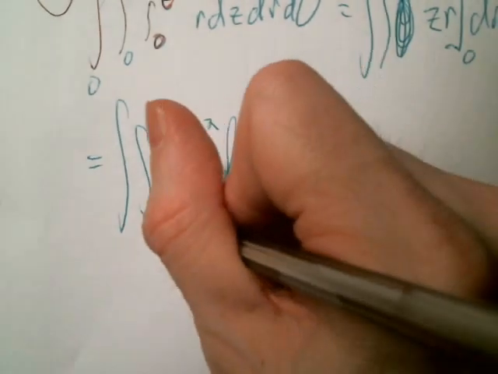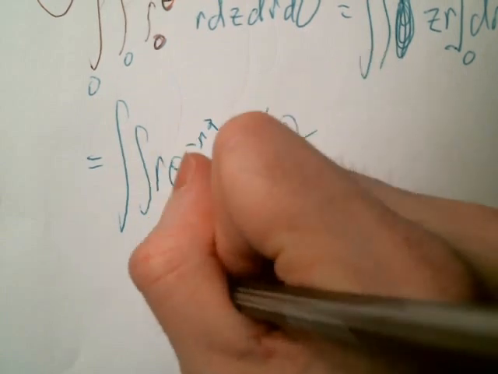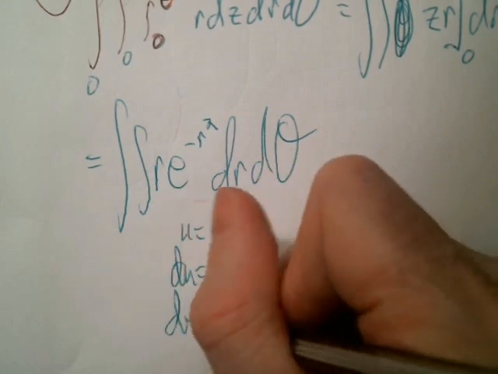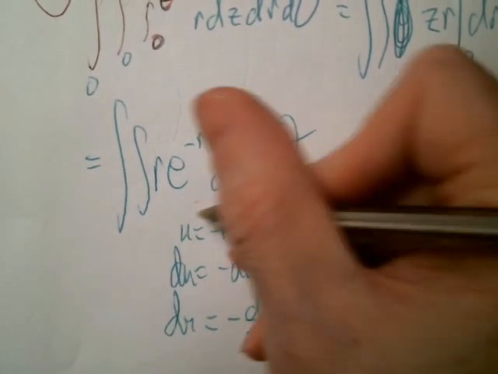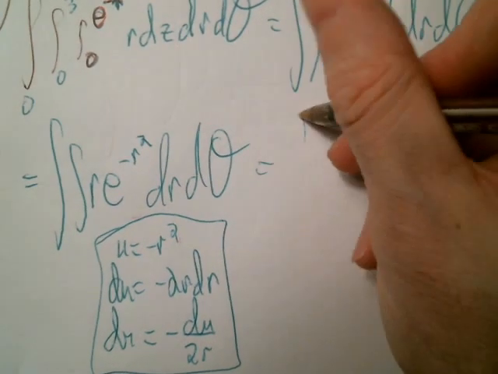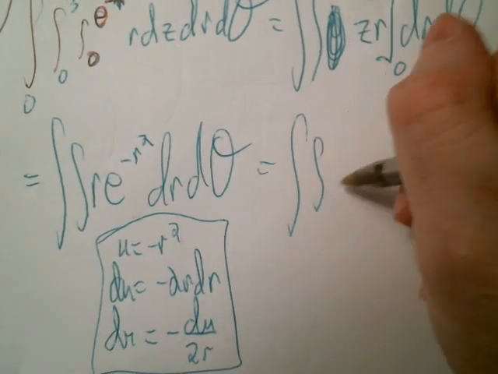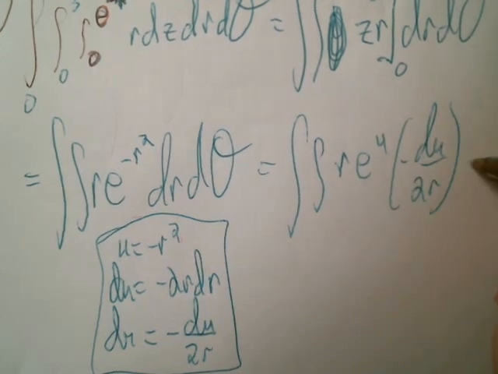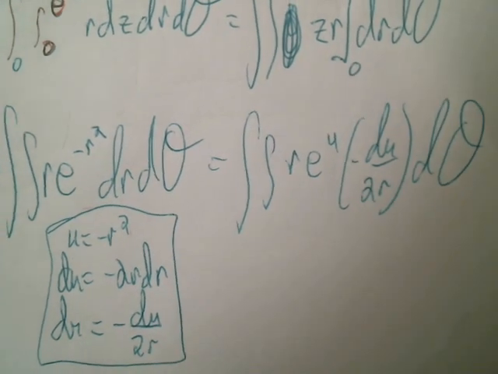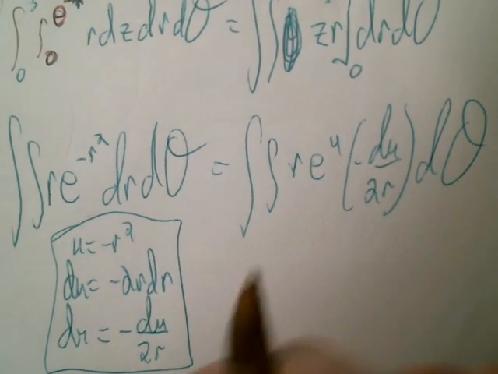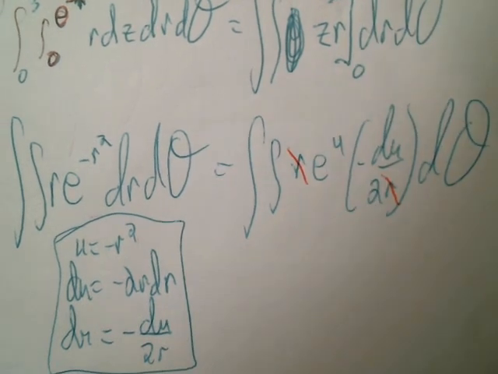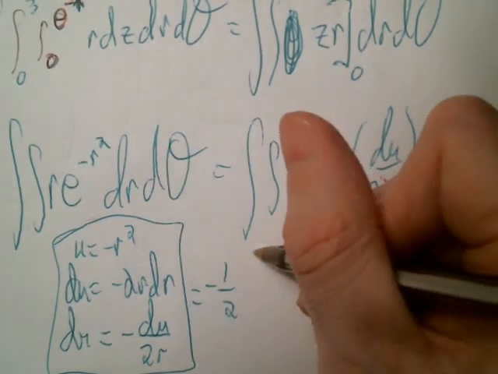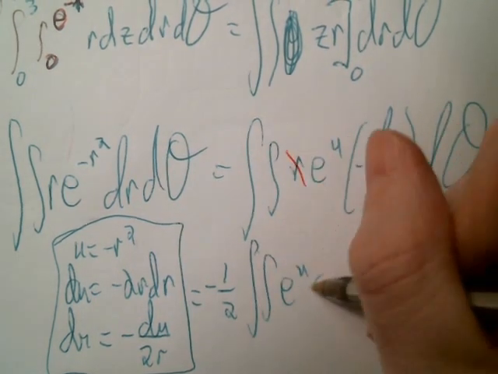And then we've got to do a u-sub. So u is negative r squared. du is negative 2r dr. So dr is negative du all over 2r. And then we can rewrite this integral as r times e to the u times negative du all over 2r d theta. The r's will cancel, right? So the r's are gone. But then you can factor out a negative 1/2 constant. And then you have the double integral of e to the u du d theta.